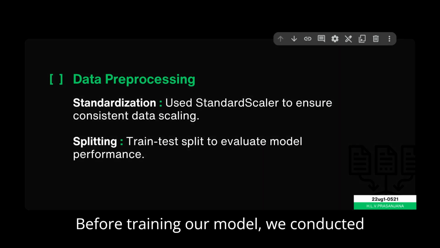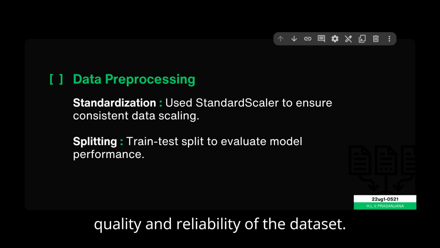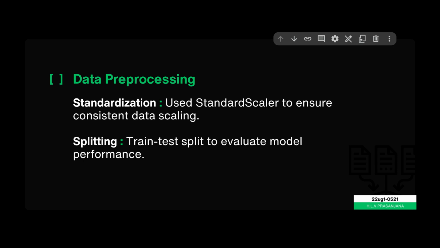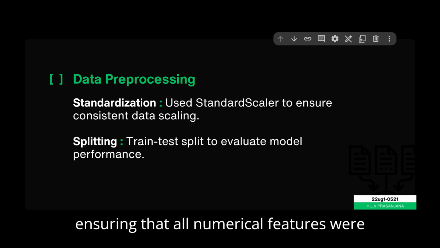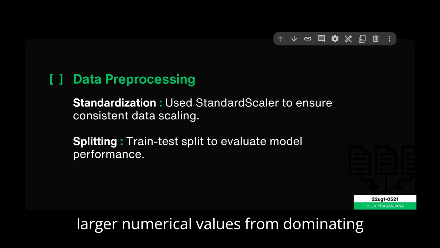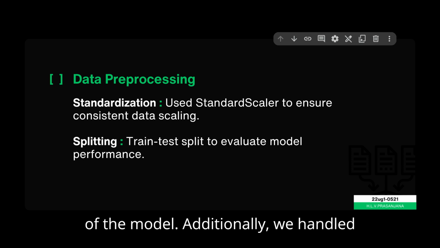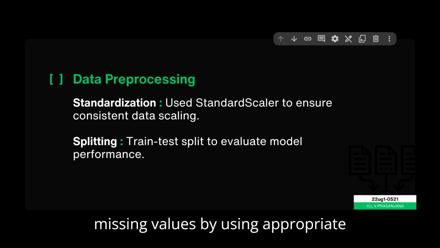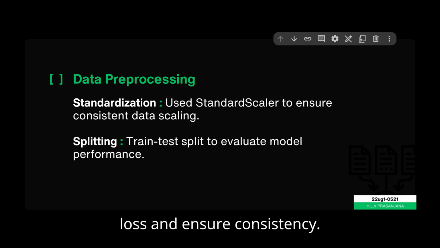Before training our model, we conducted data pre-processing to enhance the quality and reliability of the dataset. One of the key steps was standardization, ensuring that all numerical features were scaled uniformly. This prevents larger numerical values from dominating smaller ones and improves the stability of the model. Additionally, we handled missing values by using appropriate imputation techniques to avoid data loss and ensure consistency.